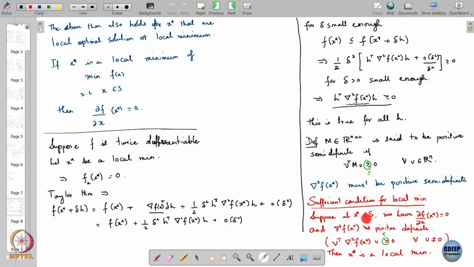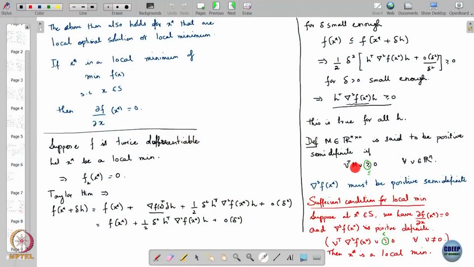So, suppose x star is a point in S, and again we are in the same setting: S is an open set, f is a twice differentiable function, and suppose the gradient of f at x star is equal to 0, and moreover the Hessian is positive definite, which means that v transpose Hessian times v is strictly greater than 0 for all v not equal to 0. So, if the Hessian is positive definite, then x star must be a local minimum. This guarantees that x star is a local minimum.